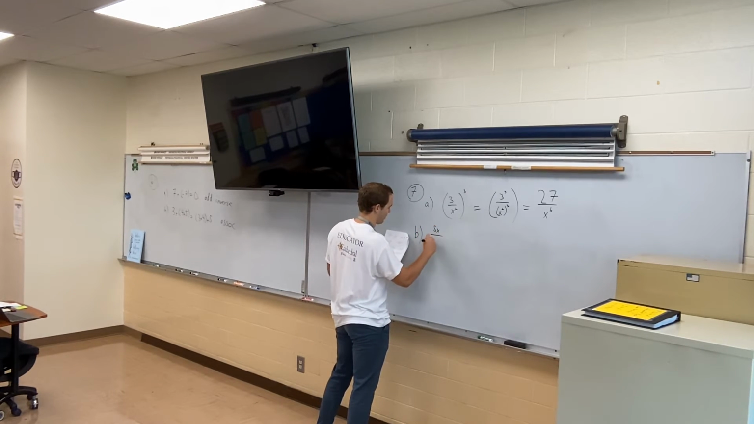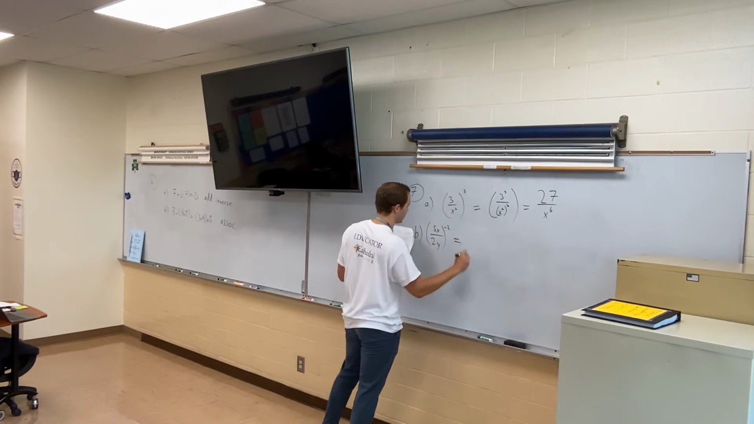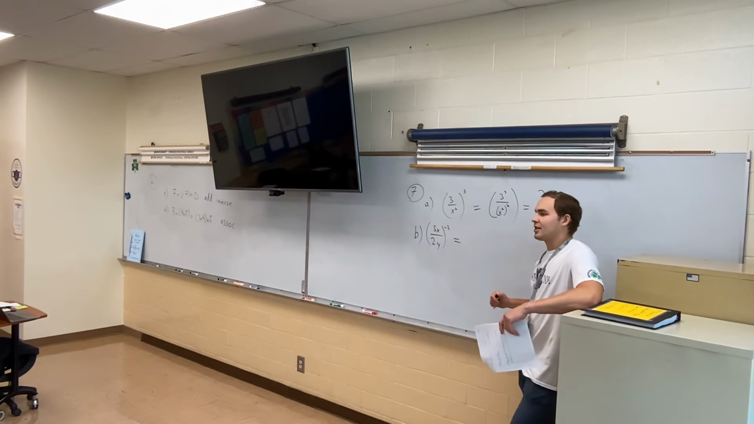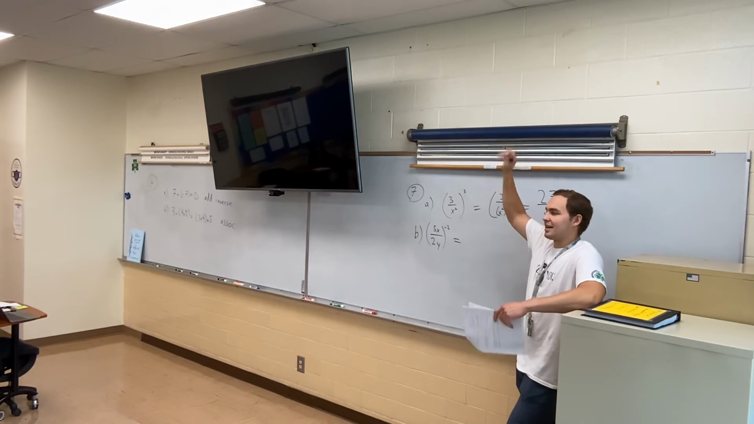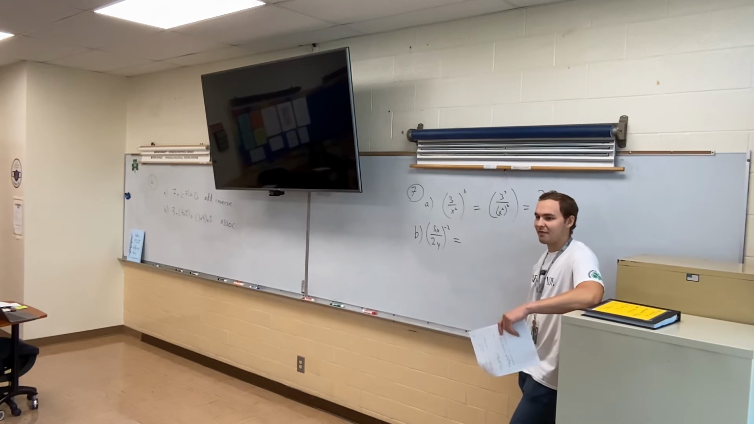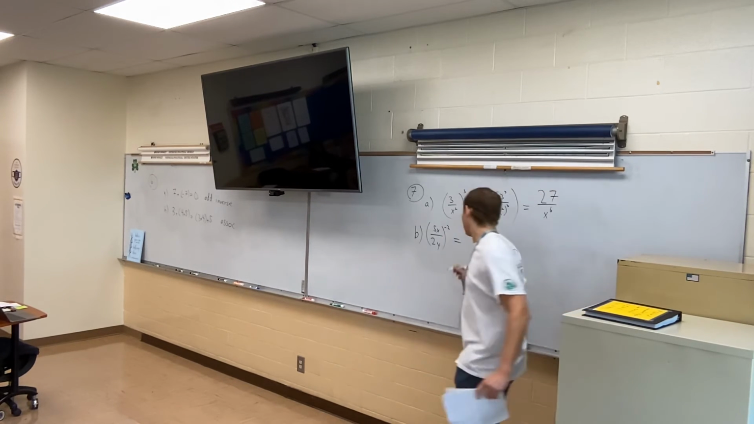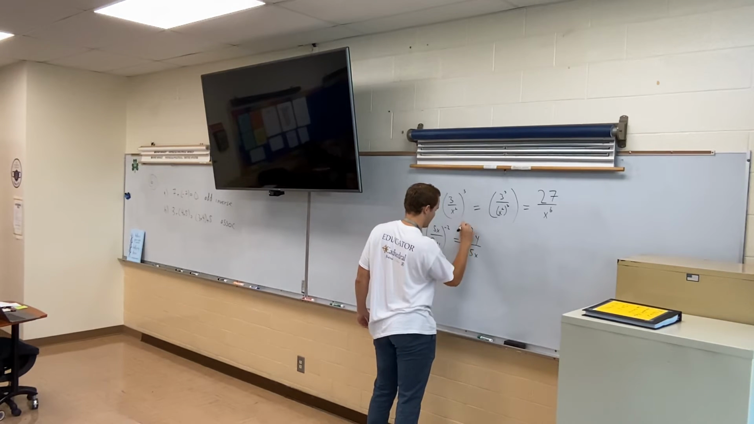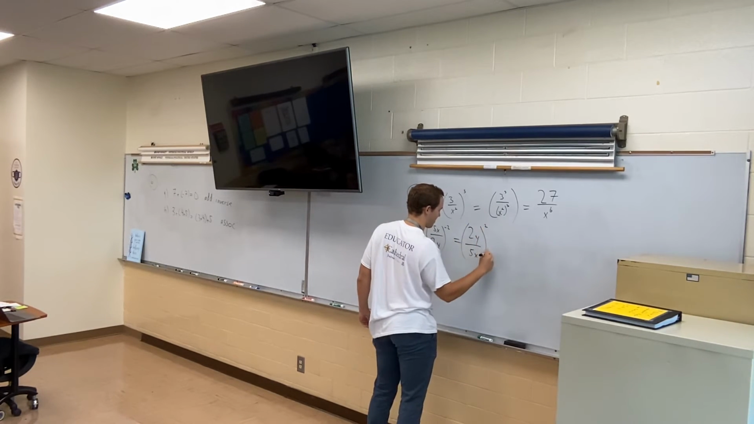Okay, B. 5x over 2y, all to the negative 2, is equal to... what would I like to do first here? Well, who likes negative exponents? I don't like negative exponents. How can I make that positive right from the beginning? Flip it, yep, just going to flip it. So 2y over 5x. Now it's going to be squared, right?